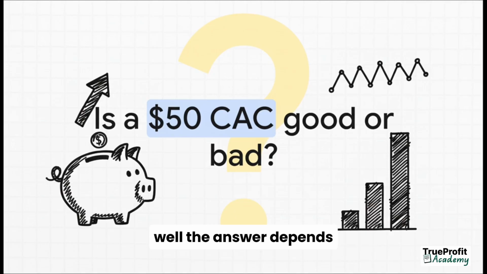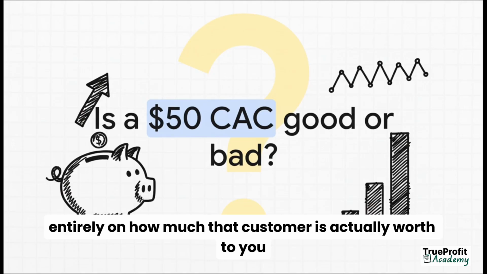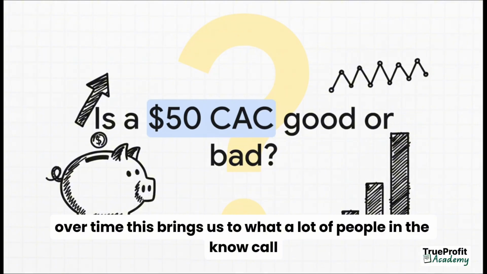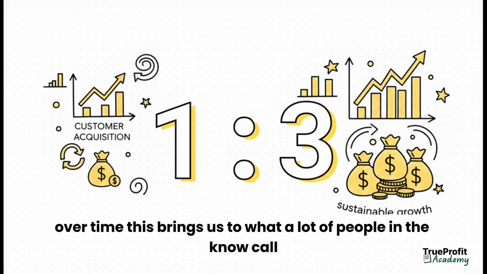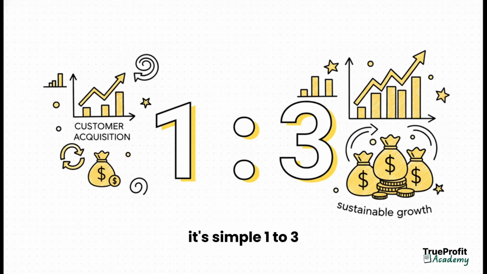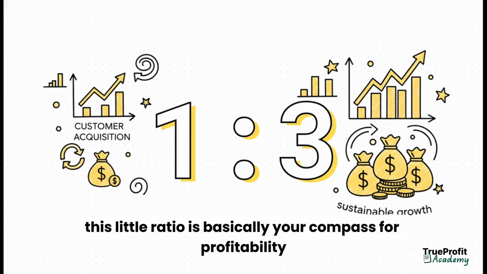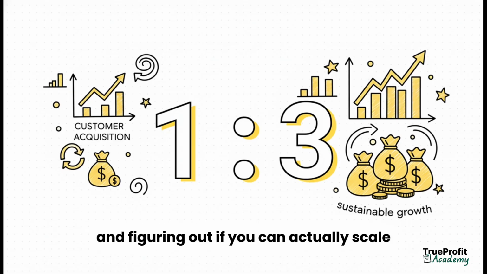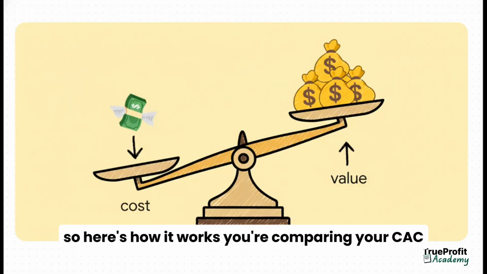Well, the answer depends entirely on how much that customer is actually worth to you over time. This brings us to what a lot of people in the know call the golden ratio for a healthy business. It's simple, 1 to 3. This little ratio is basically your compass for profitability and figuring out if you can actually scale. So here's how it works.